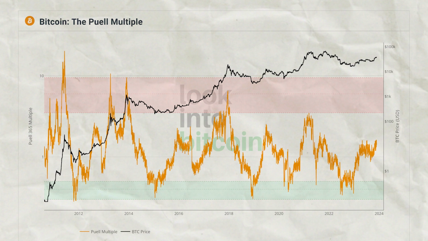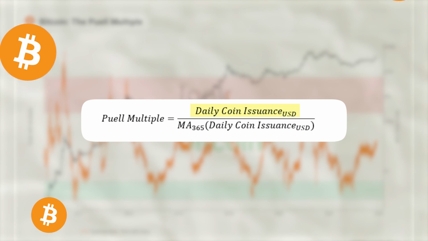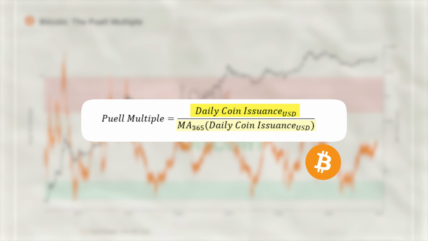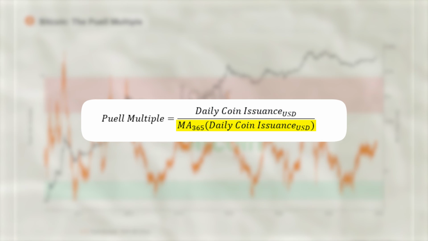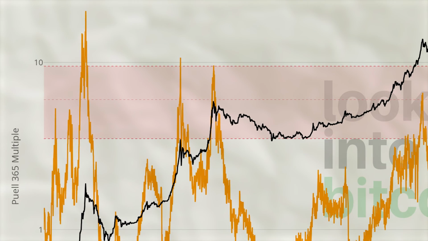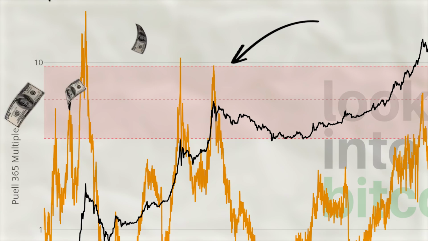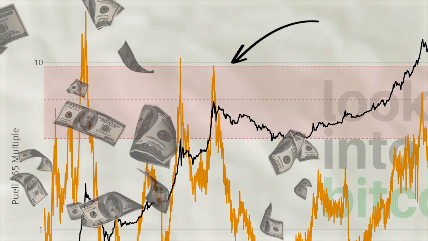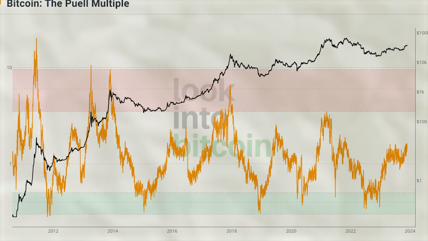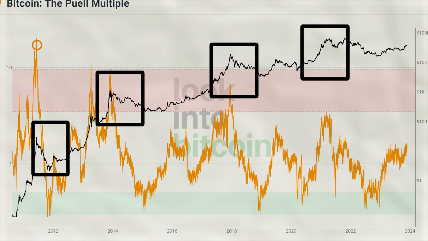The Puell multiple is calculated by dividing the daily issuance value of Bitcoins in USD by the 365-day moving average of daily issuance value. At times, the quantity of newly mined Bitcoins entering the system is either excessively high or low compared to historical norms. When the Puell multiple line reaches the upper red band on the chart, miner revenues are significantly higher than historical norms and vice versa. Over most of Bitcoin's lifetime, these periods have been confluent with Bitcoin's market cycle tops.